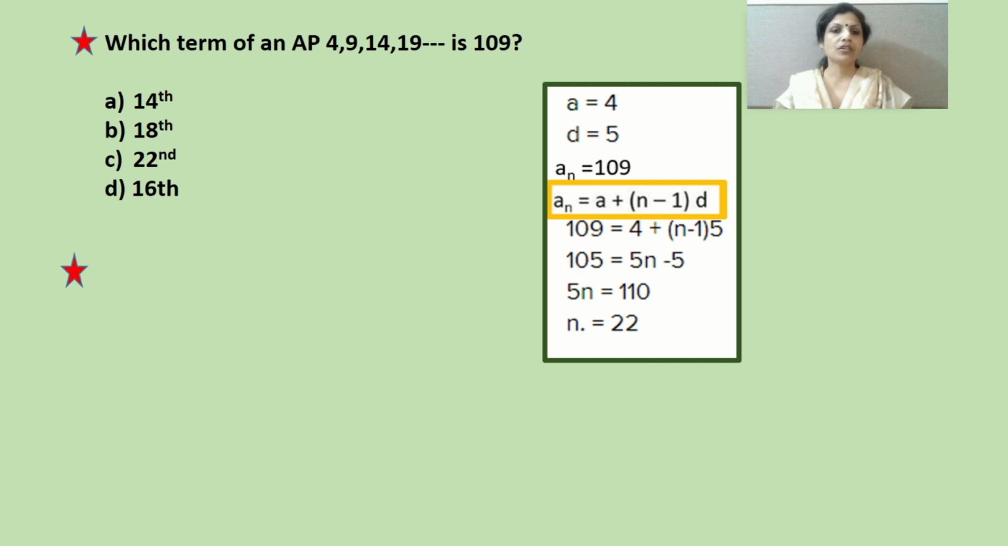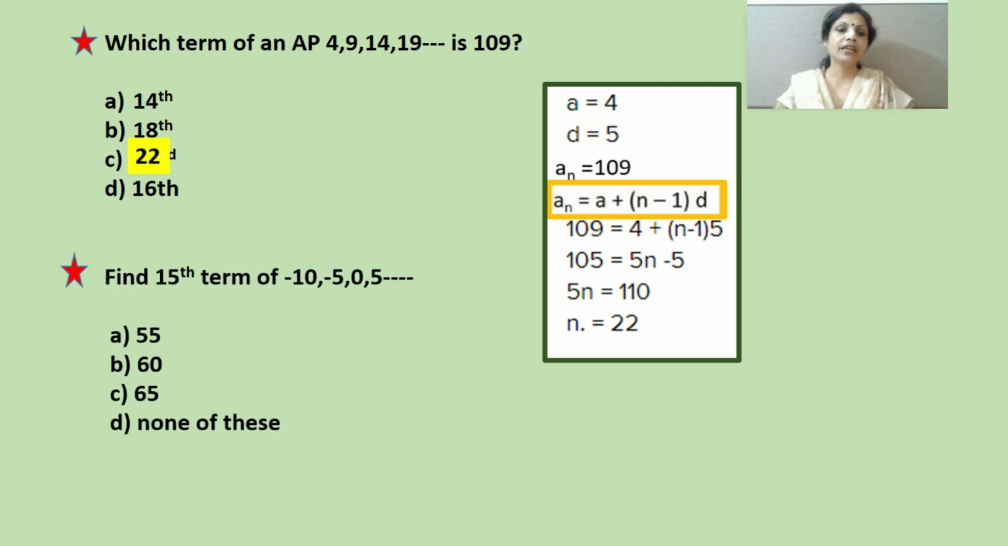So which term is 109? The 22nd term is 109. Is 22nd there in the options? Yes. So this is your correct answer. This is pretty simple. Next sum.